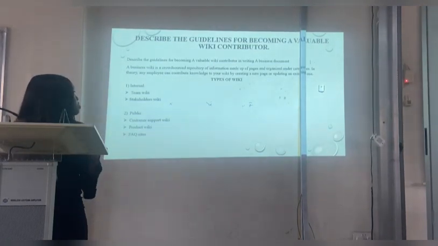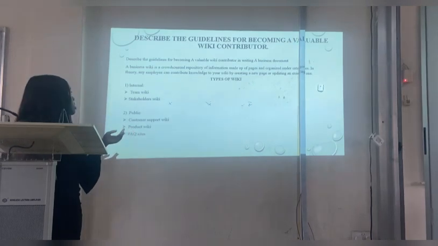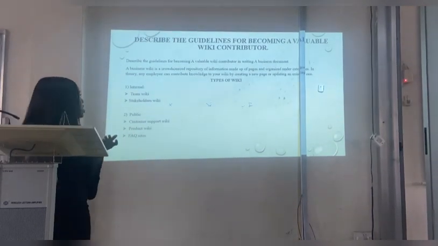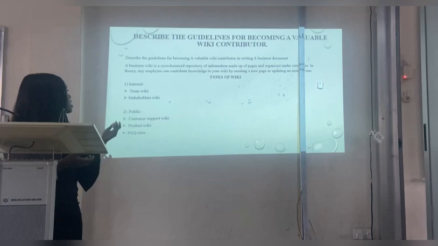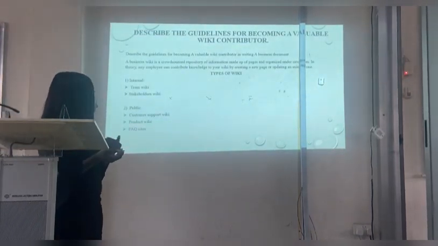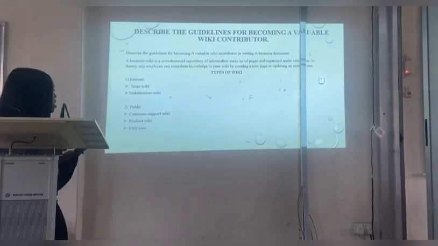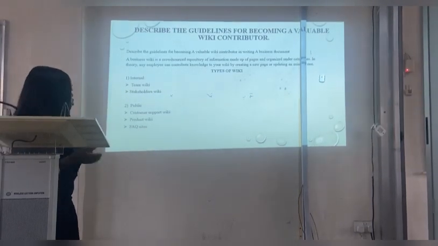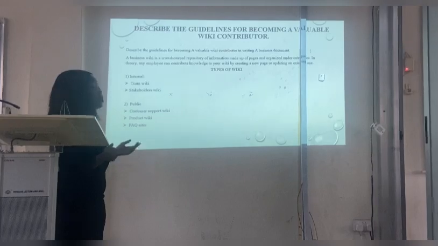Types of wiki. We have the internal and public. Under the internal, we have team wiki, the team that builds up the wiki, the stakeholders wiki, and under the second point, we have the public. And under the public, we have customer support wiki, products wiki, and FAQ site.